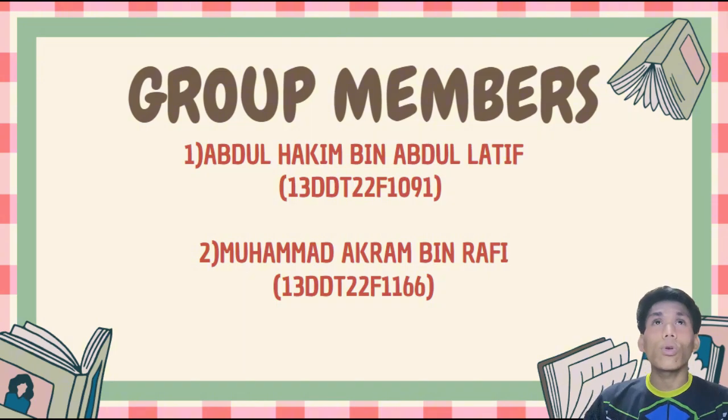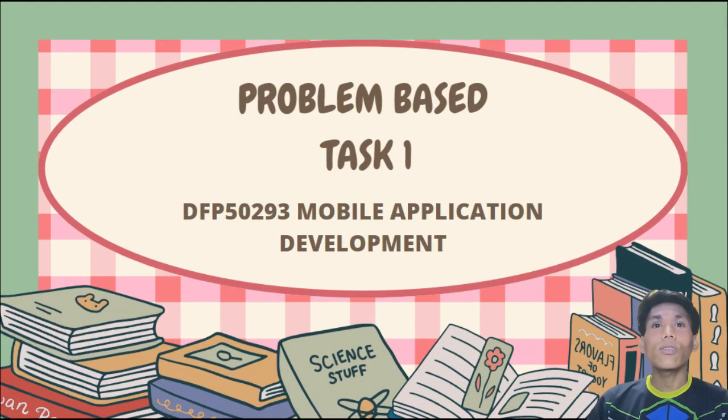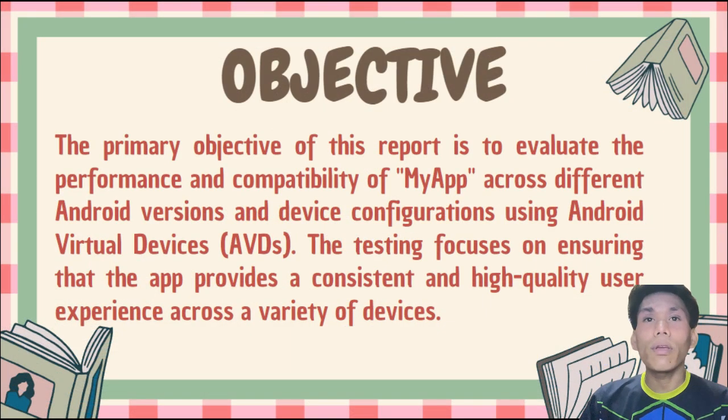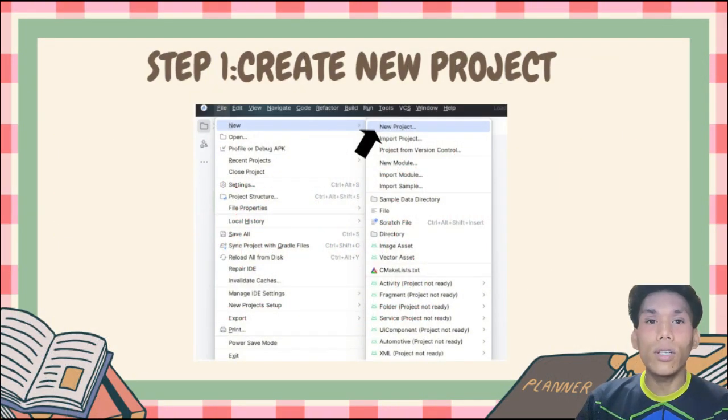I will present Problem-Based Task 1, Mobile Application Development. First, the objective. The primary objective of the report is to evaluate the performance and compatibility of my app across different Android versions and devices using Android Virtual Device. The testing focuses on ensuring that the app provides a consistent and high-quality user experience across a variety of devices.